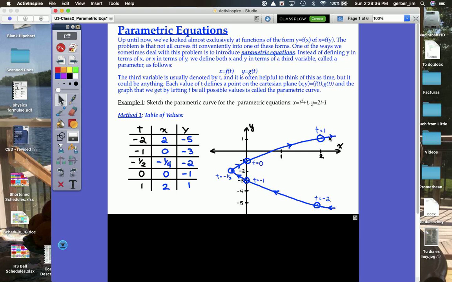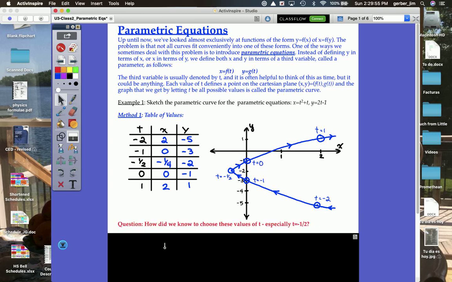So now there's a couple of things that you might be wondering about how we did this. One question that I hope you have is, how do we know what values of t to choose? In other words, why did we choose -2, -1, and especially why did we choose -1/2? That seems like an unusual choice. So how did we know to pick those values? Because as you can see, the point -1/2 was particularly important because it turned out to be the vertex of this. How do we know how to choose those?